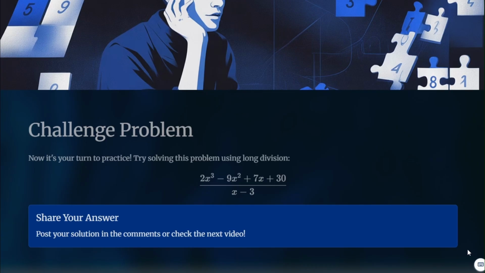You've just mastered polynomial division using long division. Keep practicing these techniques to build your confidence and speed.